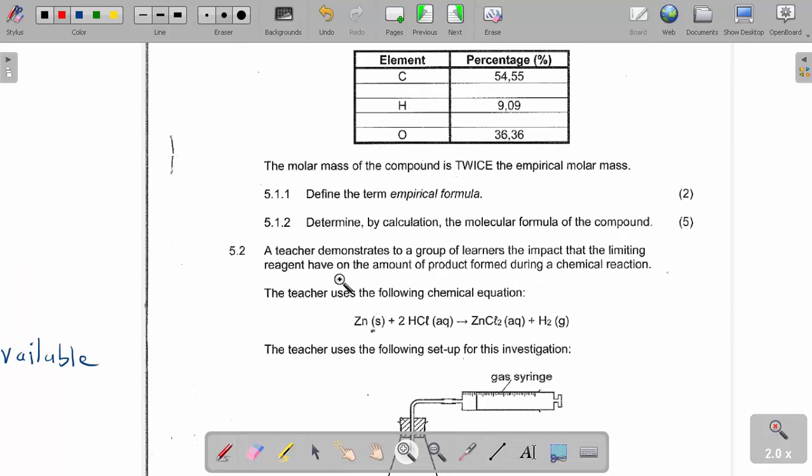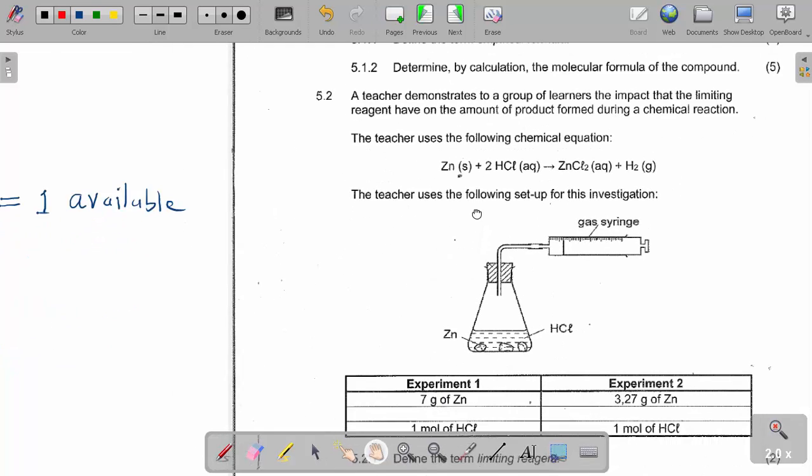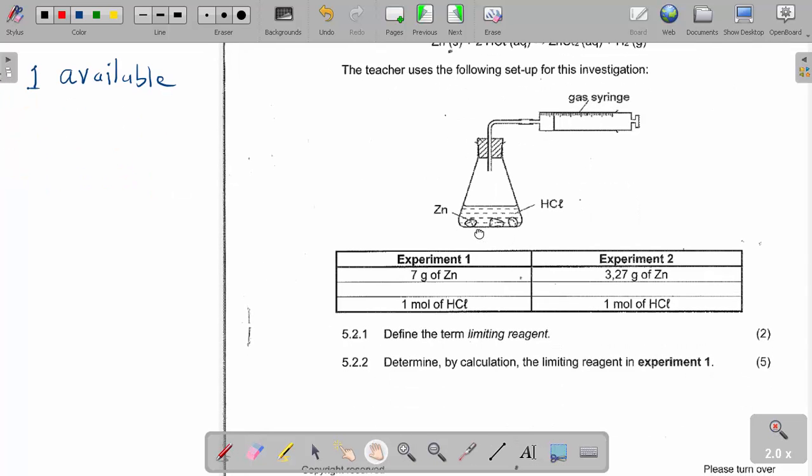They say a teacher demonstrates to a group of learners the impact that the limiting reagent has on the amount of product formed during a chemical reaction. So this is my equation here: zinc plus 2HCl to give me zinc chloride plus hydrogen gas. The teacher uses the following setup for the investigation. We have experiment 1, 7 grams of zinc, 1 mole of HCl. Experiment 2, 3.27 grams of zinc, then 1 mole of HCl.